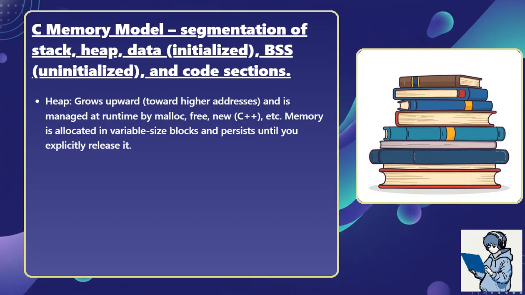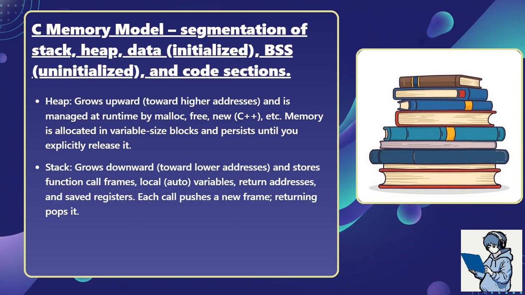Heap grows upward toward higher addresses and is managed at runtime by malloc, free, new, etc. Memory is allocated in variable size blocks and persists until you explicitly release it. Stack grows downward toward lower addresses and stores function call frames, local auto variables, return addresses and saved registers.